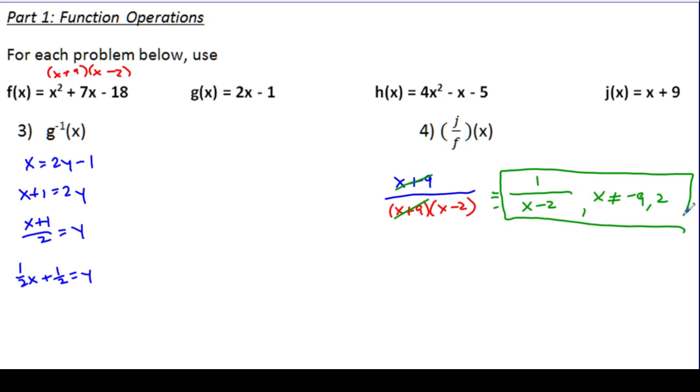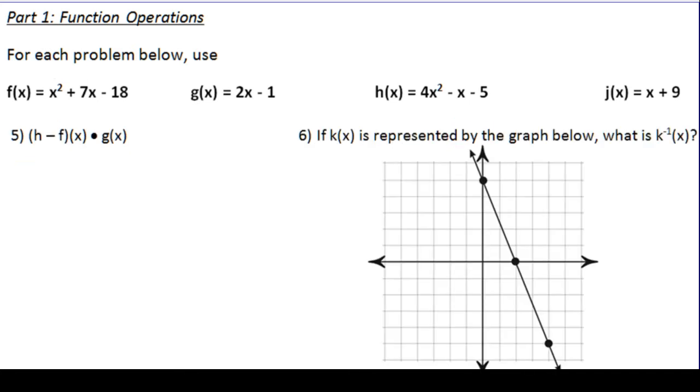Division means factor and cancel. All right, so we got 2 more. So our next problem just says h minus f of x times g of x. So we said in this case to do your order of operations, so try to put pieces together and simplify. I would like to do this expression times this expression, but I don't know what h minus f is. So before I can multiply anything with g, I'm first going to do h minus f.